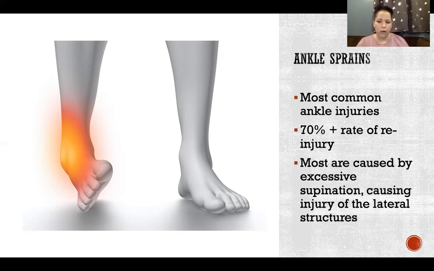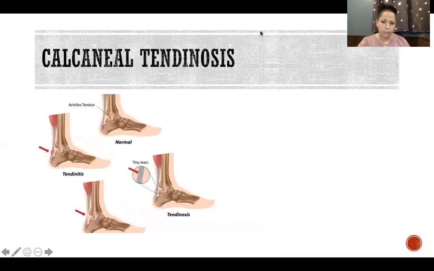So most ankle sprains are caused by excessive supination, causing injury of the lateral structures. So specifically, it's the inversion component of supination. Depending on what book you're reading or what you're studying, you might say that inversion causes the most ankle sprains. But as we know, inversion is next to impossible to occur in isolation. It's really inversion, which is part of the action of supination, that causes injury to the lateral structure. So lateral ankle sprain is by far the most common type of ankle injury.